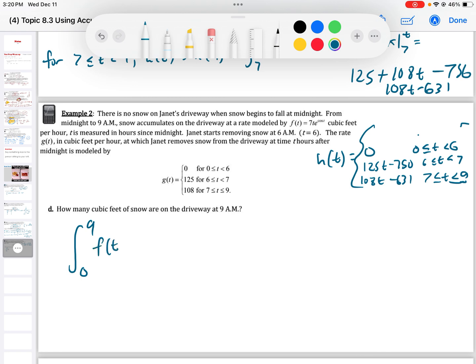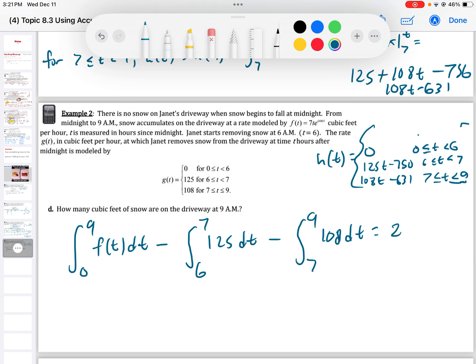So I'm going to take the snow coming down from 0 to 9, the integral of F of t dt. So snow is coming down at that rate, F. If I integrate that rate, I get a total amount that's coming down, accumulating. I'm going to subtract Janet removing the snow from 6 to 7 at this 125 dt rate, and subtract from 7 to 9 at the 108 rate. Plug that all into my calculator, I get 26.33461 cubic feet. And that's a total amount, so total cubic feet.